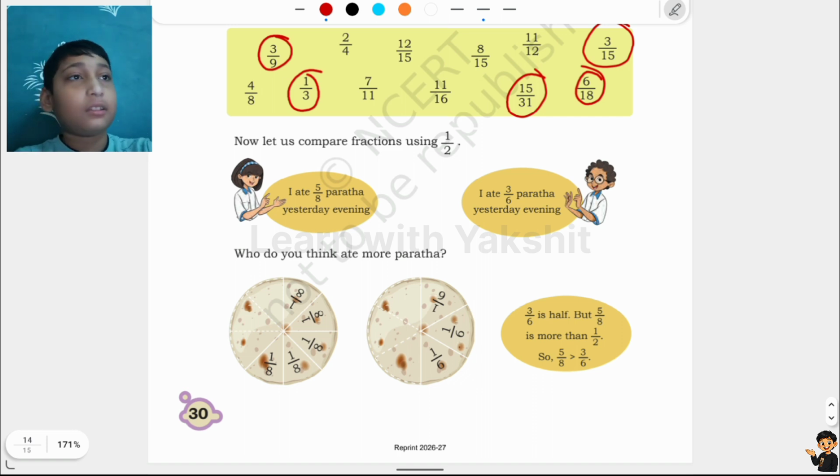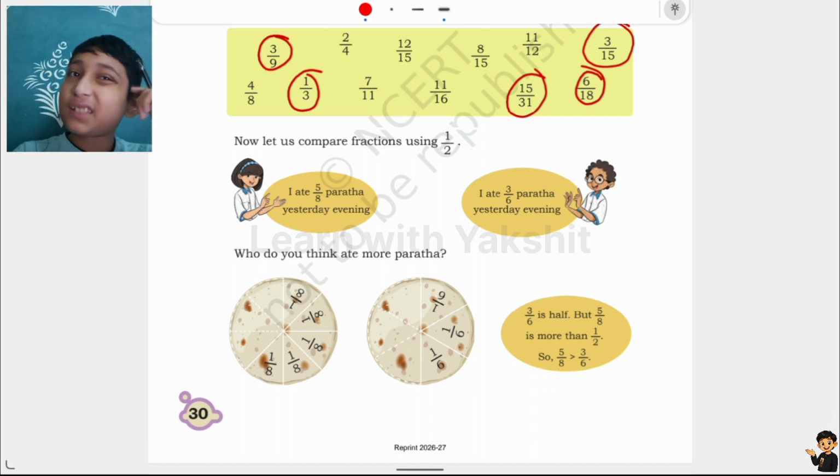Now here comes the tricky part, which most 5th standard students get very confused about. Now let us compare fractions using 1 upon 2. I ate 5 upon 8 paratha yesterday evening, says Sevi. And I ate 3 upon 6 paratha yesterday evening, says Shami. I don't know their names yet. Who do you think ate more paratha?